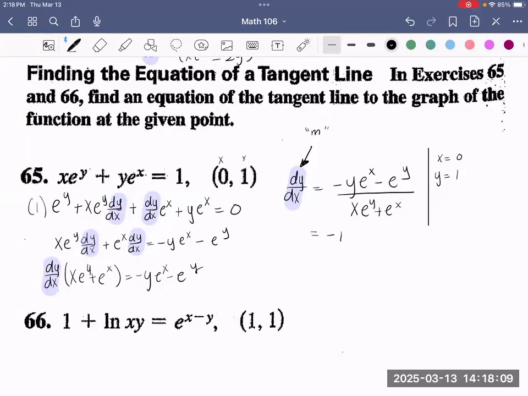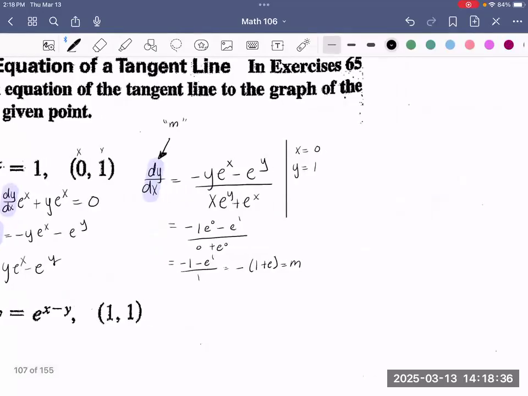So you have negative 1 e to the 0 minus e to the 1, all over 0 plus e to the 0. So you have negative 1 minus e to the 1, over 1. So therefore, negative 1 plus e. So this is your slope here. And we want to keep it as exact as possible, right? We don't want to estimate and say this is about negative 3.72-ish, right? So instead, we are going to keep it as is, and this is your slope.